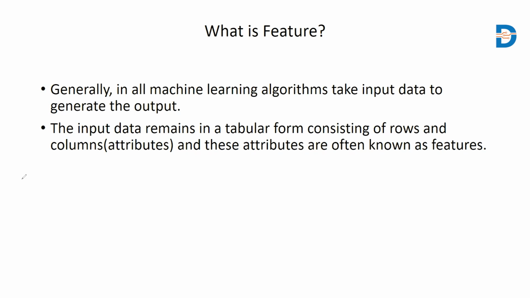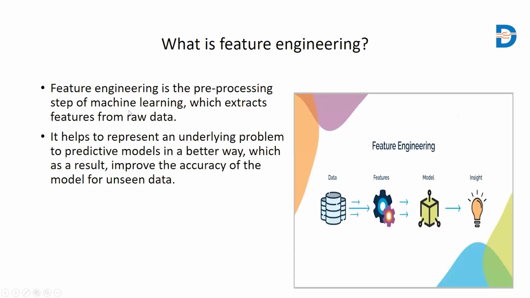Coming to feature engineering, what is meant by feature engineering? Feature engineering is the pre-processing step of machine learning which extracts features from the raw data. It helps to represent an underlying problem to predictive models in a better way, which as a result improves the accuracy of the model for unseen data.